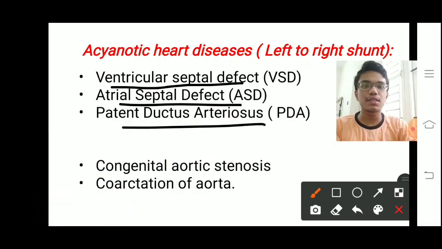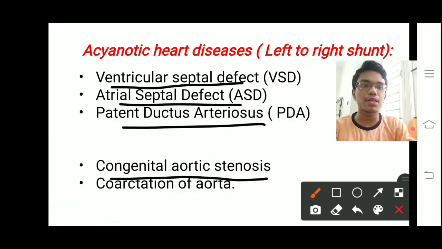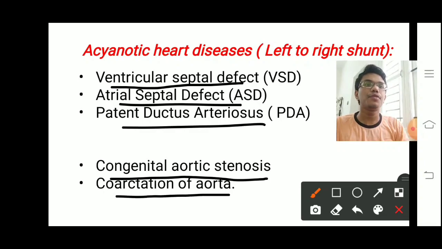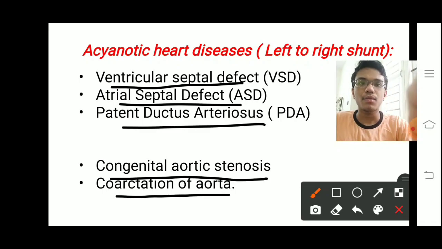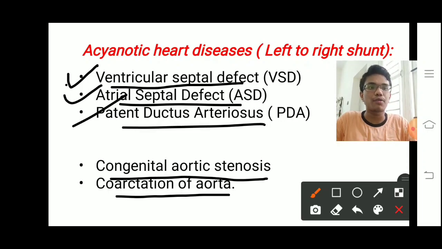And along with these 3, you can remember congenital aortic stenosis and coarctation of aorta if you want to. Okay, it is also important but not that significant when compared with these 3 diseases: ventricular septal defect, atrial septal defect, and the patent ductus arteriosus. These 3 things you have to remember.